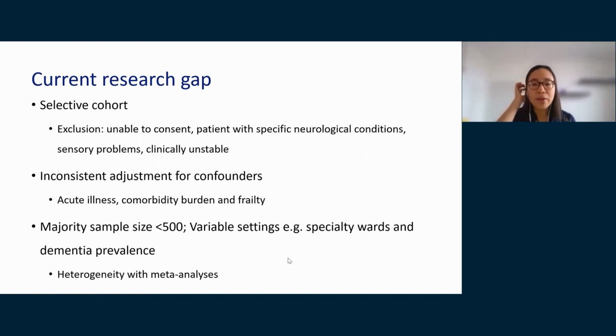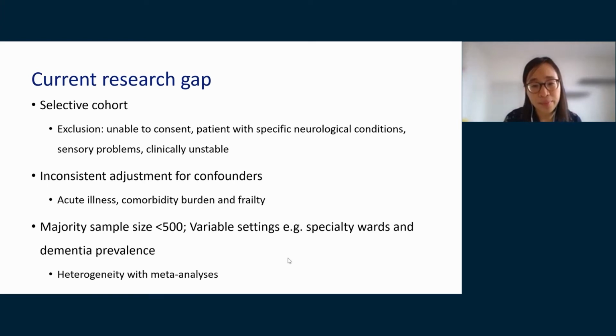So moving on to the second part of the talk, I'd like to present my work on the prevalence, associations, and outcomes of delirium. So we will first look at the current research gap and limitations. So many existing studies are selective in their cohort. So for example, as mentioned earlier, in some studies, patients who are unable to consent, either due to a lack of capacity or lack of a proxy, patients with known dementia or other neurological conditions, or patients who are very ill may be excluded.